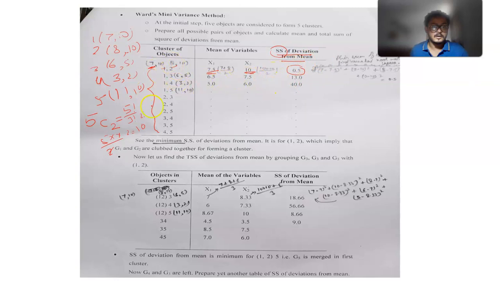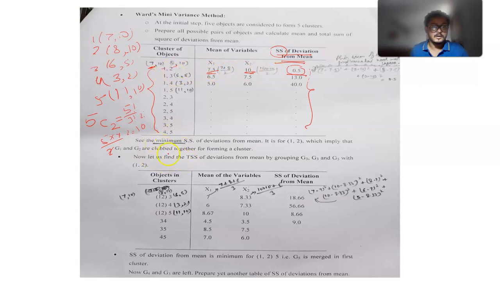Like that we will find the mean values for all the clusters of objects, and on the basis of that we will find the sum of square of deviation. On the basis of all the deviations, the minimum deviation value will be selected as a cluster. When we find all the deviation values, we see that the minimum deviation is 0.5, which is of the 1 comma 2 cluster.